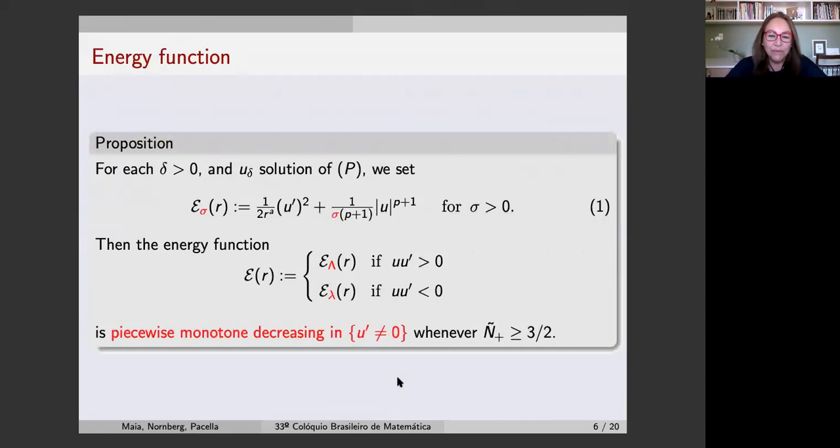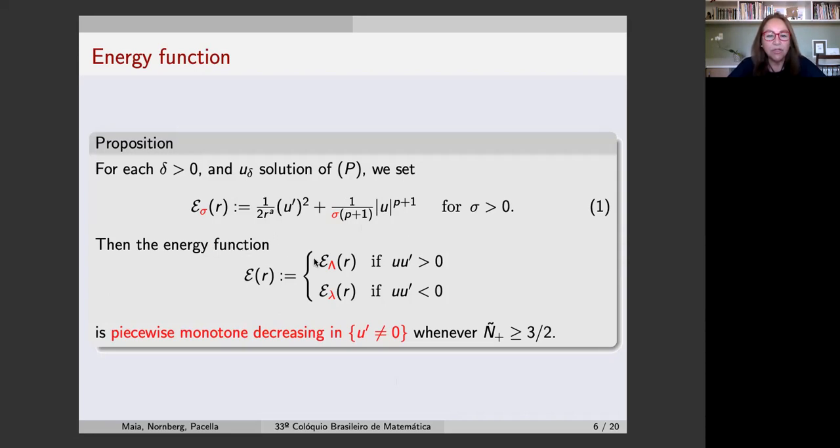In order to approach our result, we had to define some energy functions and work with them for this problem. The first one is given in this proposition. For each delta positive and u_delta solution of the initial value problem, we set the energy E_sigma defined by this expression: u prime squared multiplied by 1 over 2 r to the a, plus modulus of u to the p plus 1 multiplied by this constant, where you put sigma, a positive number.